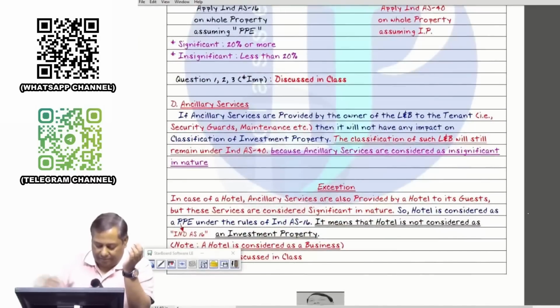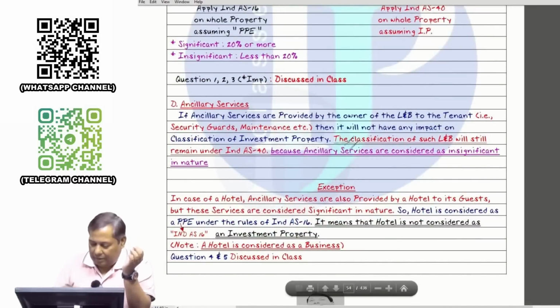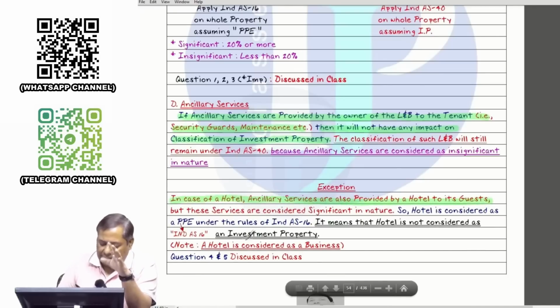Look what I asked you to write. If ancillary services are provided to the tenant by the owner of the building, that is the security guards and the maintenance, it won't have any impact on the classification of IP, no difference. But the hotel provides all the services to its guests, but the hotel's job is just business, isn't it? Hotel is considered as business. That's why you have to apply 16 to it.